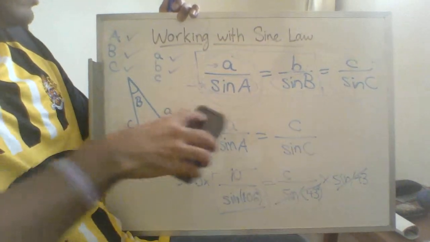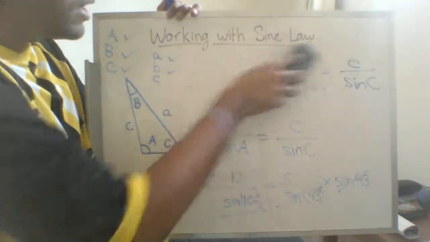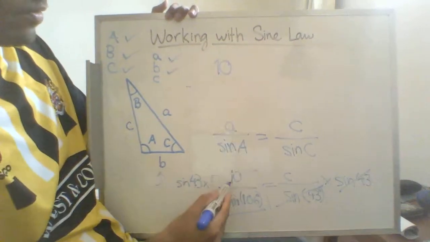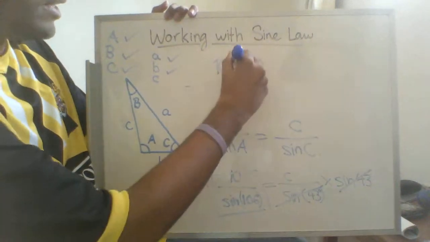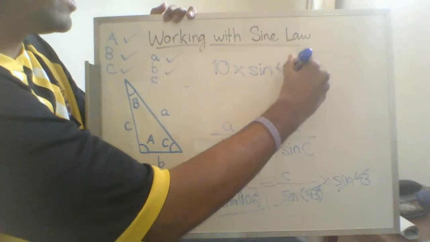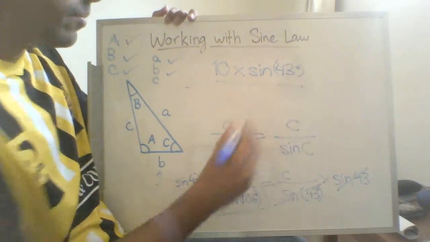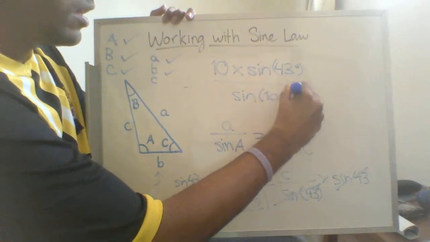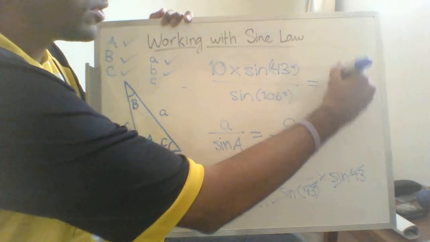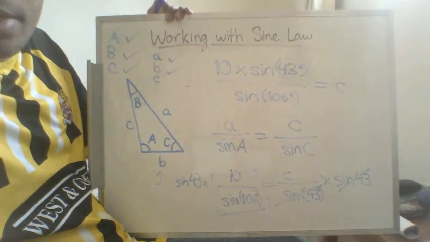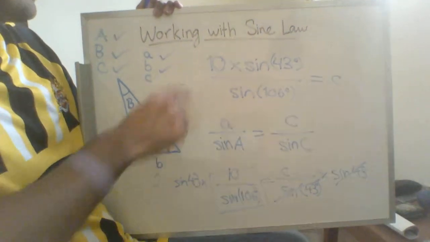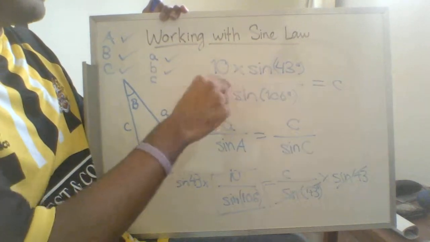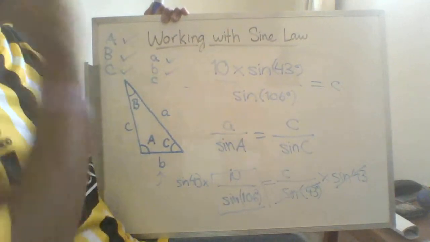And what that leaves us with is 10 multiplied by sine of 43 degrees, divided by sine of 106 degrees, equals small c, the length of side c. Alright, and if you just plug that into your calculator, 10 times, hit the sine button, 43, divided by, hit the sine button, 106, that should give you small c.